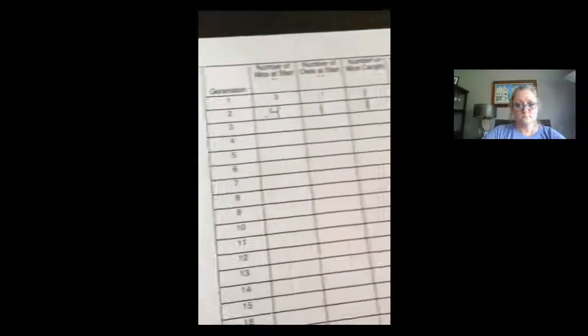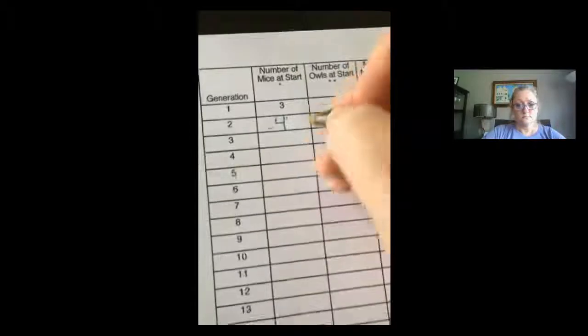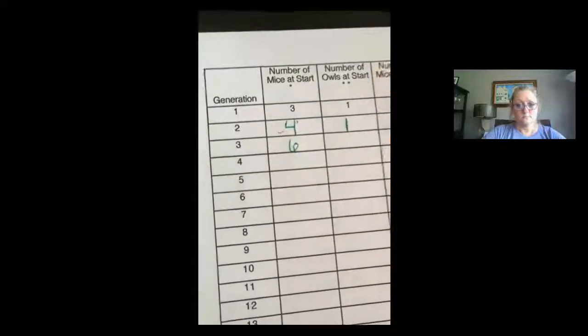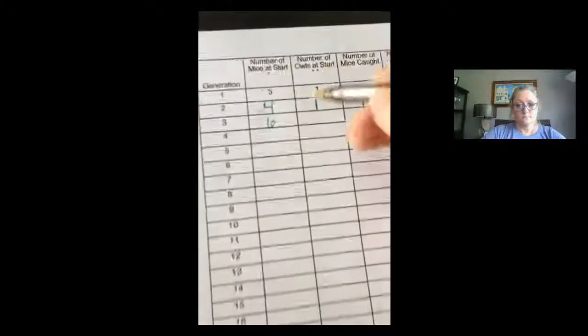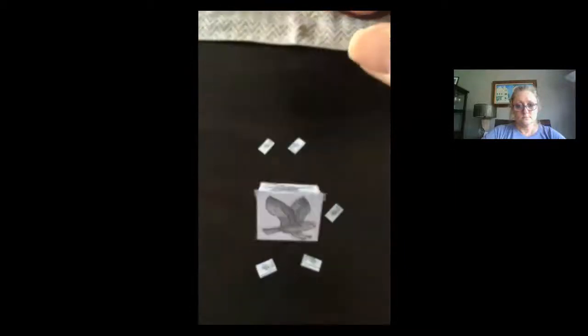So now we're going to start round 3. And now this time, instead of having 4 mice, I'm going to have 6 mice. So I put my 6 mice there. Number of owls at the start, you always have to have the 1. And here are my 4, 5, 6 mice. So you spread your mice out, make it kind of fair for them, right? All right, and drop. Oh, he landed on just one of them. He landed on this one right here.